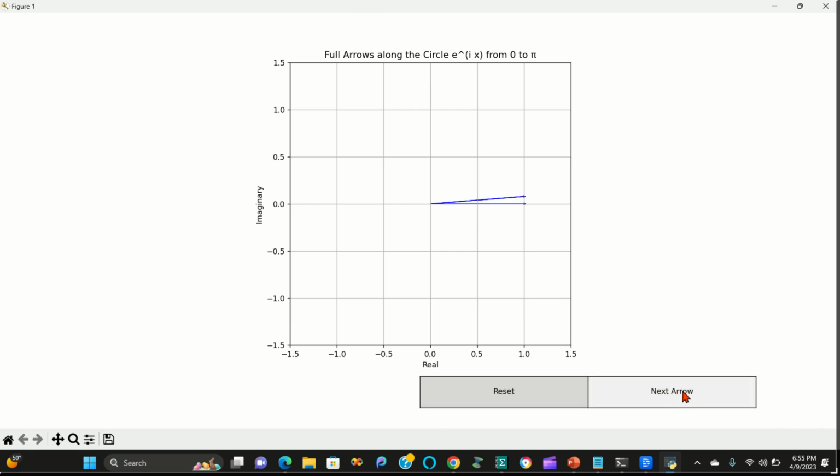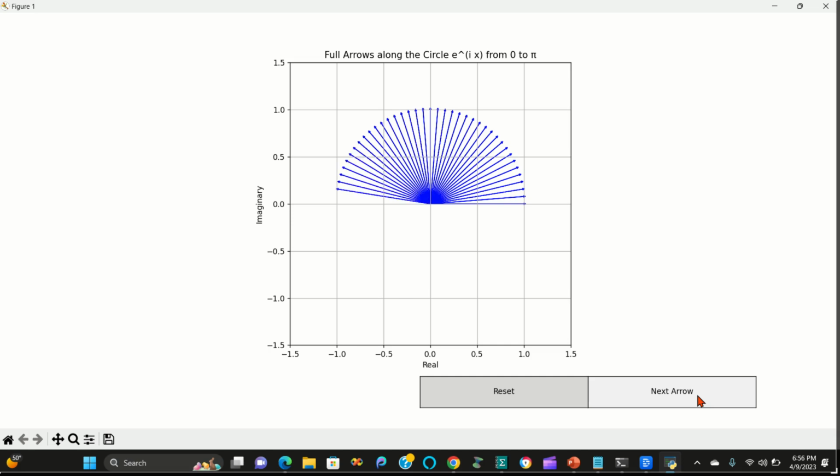So I made this animation. As you can see, when you click here, you see arrows up here. Each arrow represents a complex number from the origin to a point on e to the ix, which is a circle. I'm not showing the circle, just the points, which are visualized as arrows. Because we're doing this between 0 and pi, the angle goes all the way to pi. I'm using 40 arrows here. I could have used 100, but 40 are enough.